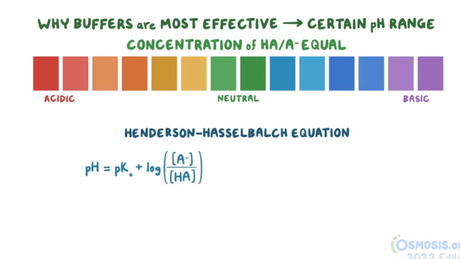Okay, so that sounds pretty complex, but we can break it down. Since the concentrations of A- and HA are equal, the ratio of A- to HA is 1 to 1. Since the log of 1 is equal to 0, the pH of the buffer solution is equal to the pKa of the weak acid.